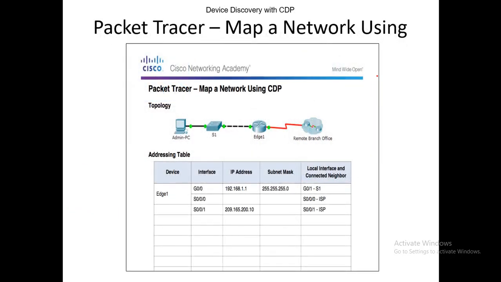This packet tracer is basically a Cisco tool you can use for discovering different items and parameters. This packet tracer is a Cisco proprietary tool, and you can see the diagram shown over here. By using this Cisco packet tracer, you can map a network using this CDP. So you can find the interface, the device type, the interface, the IP address, the subnet mask, and the local interface and the connected neighbor. So these are some more parameters that you can find by using the Cisco tool, that is packet tracer.